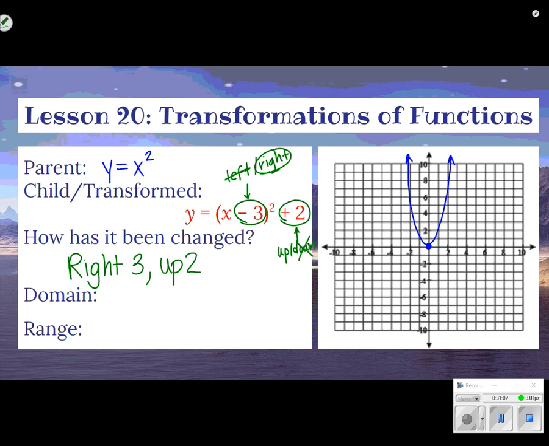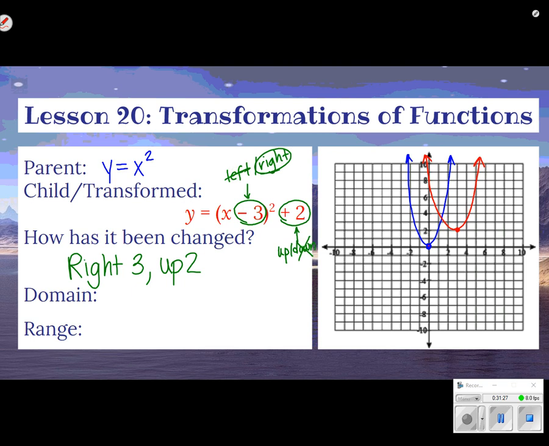So that's how it's been changed from the parent function. So I'm going to draw this in red. I'm going to go right 3 and up 2. I'm going to start at 0, 0, right 3, up 2, put a point, and make another U shape. If I know what my parent looks like, then it's really easy to build my child.